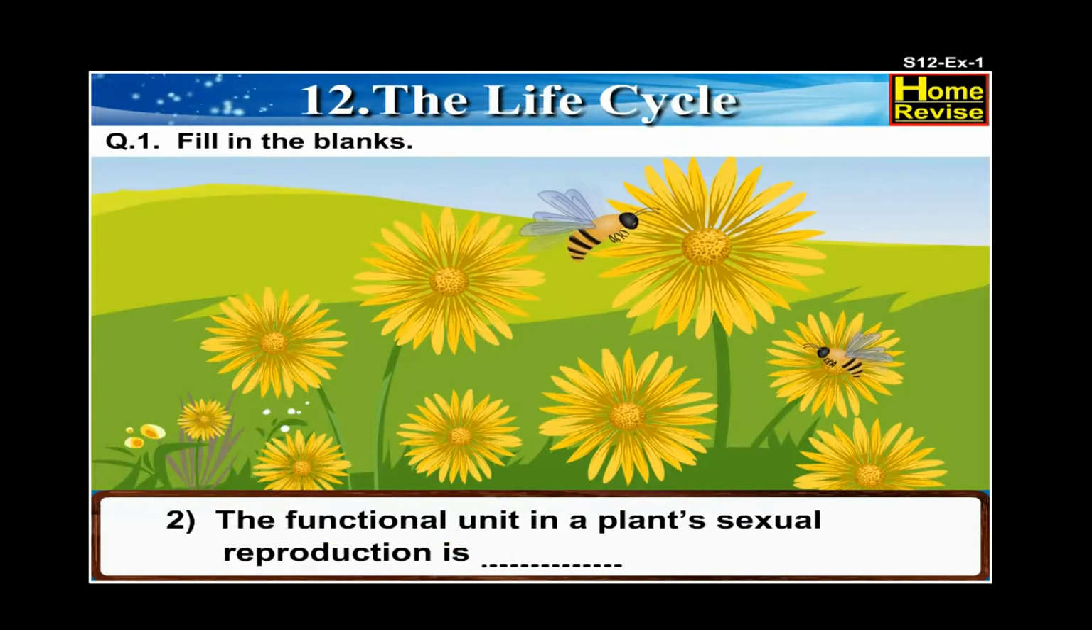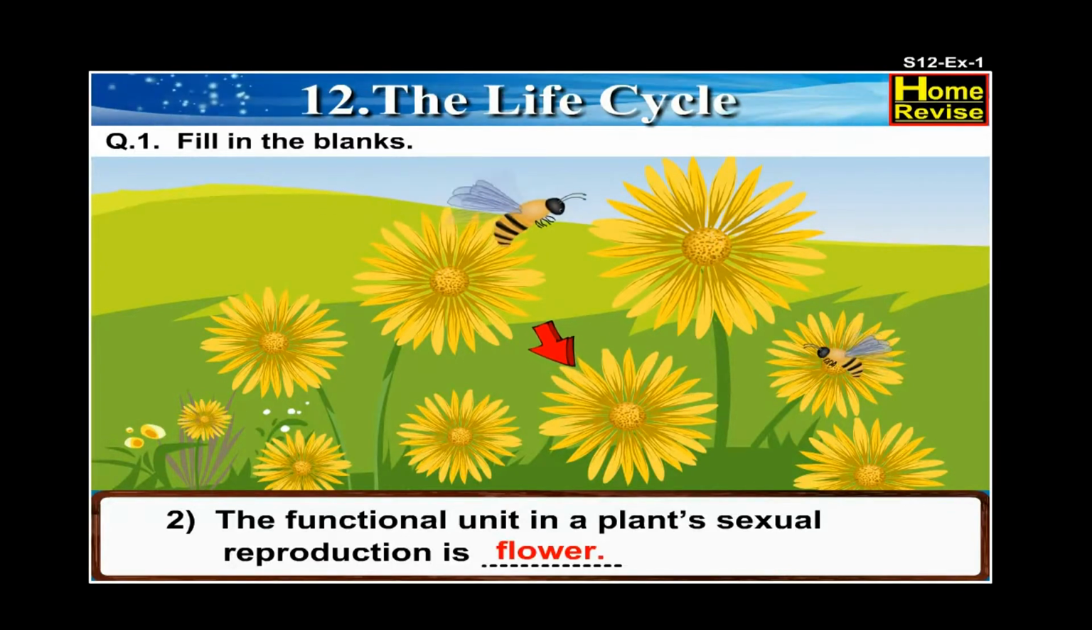2. The functional unit of a plant's sexual reproduction is dash. The answer is the functional unit of a plant's sexual reproduction is flower.